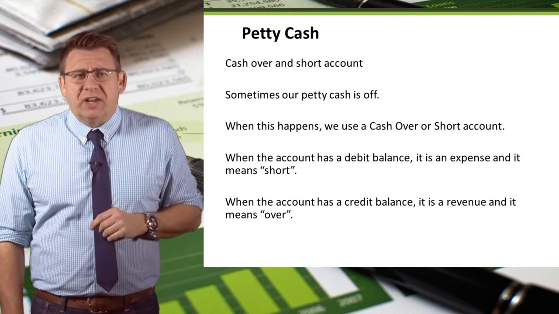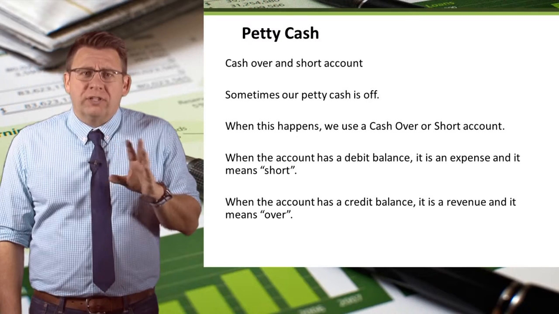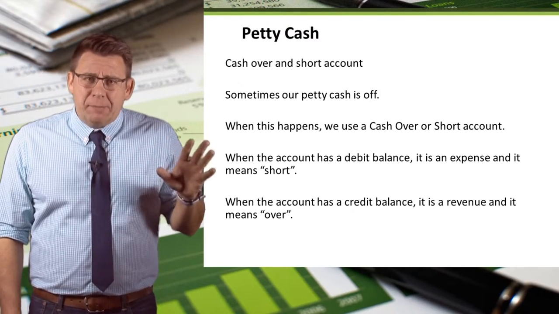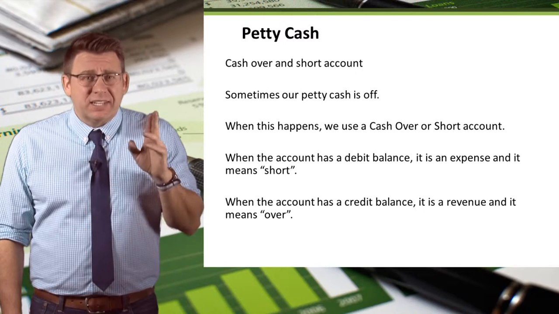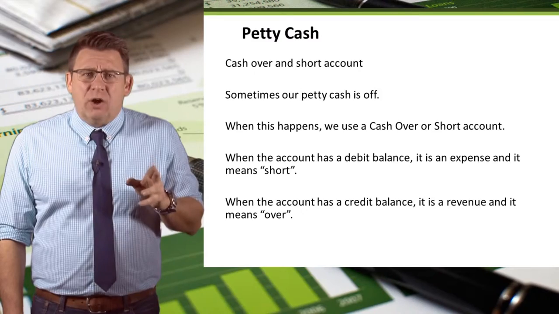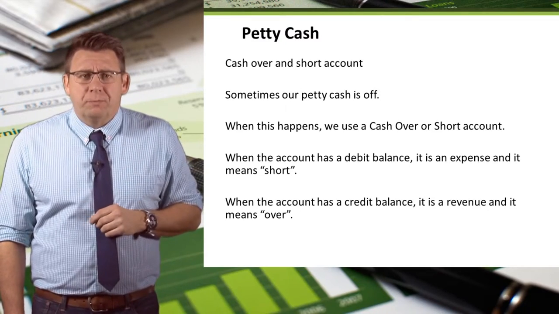Sometimes our petty cash fund is off. When this happens, we use a cash over and short account. When the account has a debit balance, it means it's an expense and it's short. When the account has a credit balance, it means it's a revenue and it means it's over.